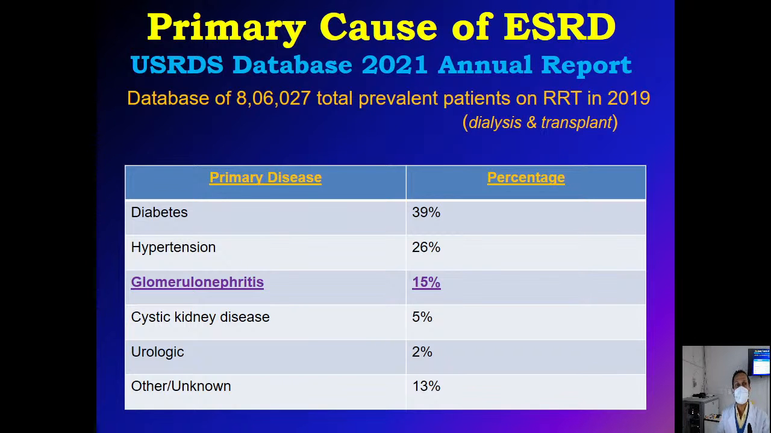And as you can see here, diabetes is about 40%, hypertension about 25%. Obviously, these are all non-biopsied. And glomerulonephritis is again about 15%. So this is roughly tallying with what we found in the Indian CKD registry as well. So CGN contributes to about 15% of total CKD burden.